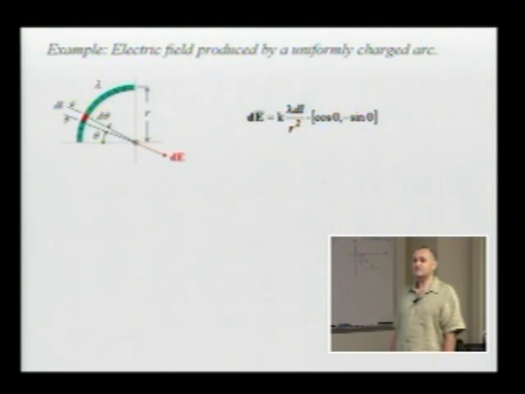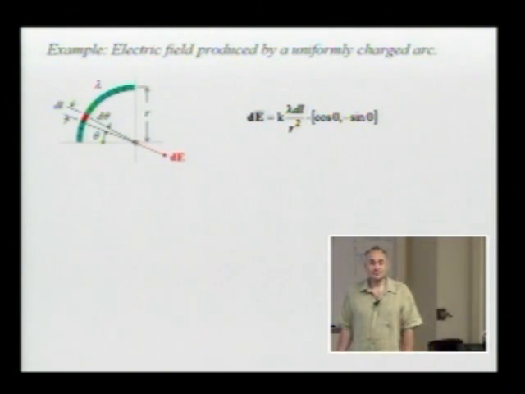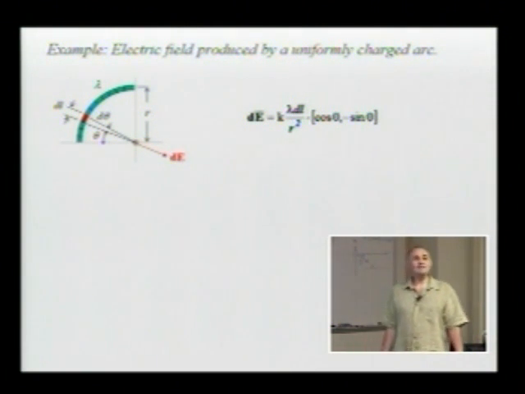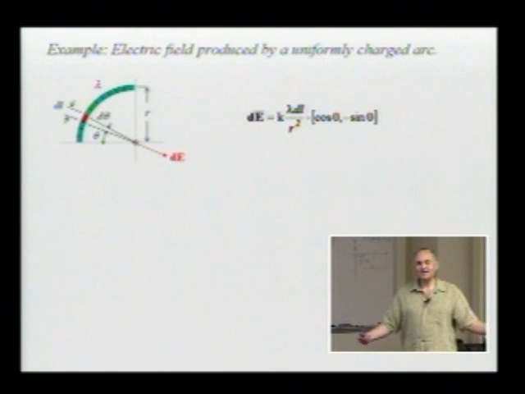So who votes that they are equal? Who votes that they are not equal? Why did you say that they are not equal? Because the directions are not the same. They are not equal.